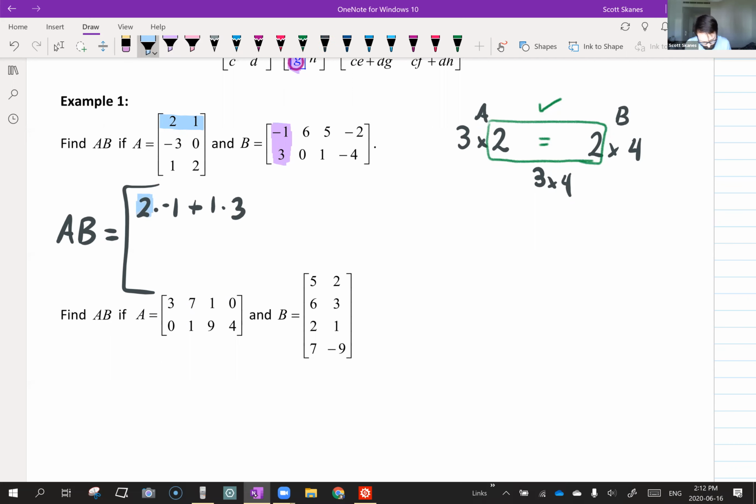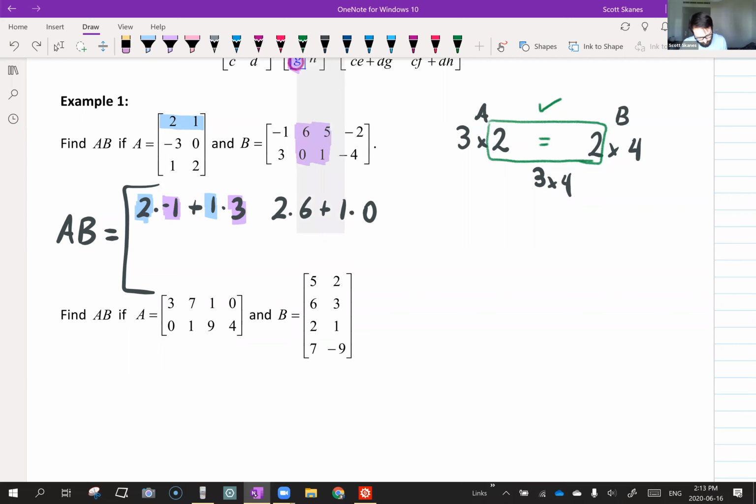All right, first row and first column. The answer to that will be what's in that slot in the top left of the matrix. And I have to keep going through this. Let's try first row, second column. First row, second column is 2 times 6 plus 1 times 0. That's how this is working, okay? Once you see what's going on, hopefully it'll be clear.